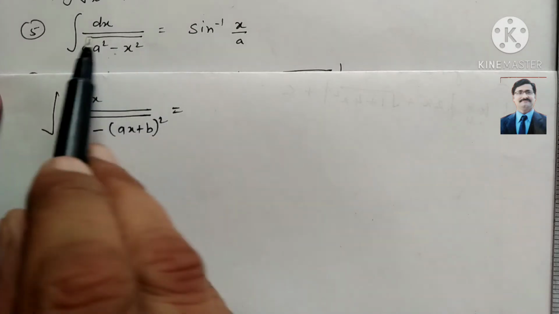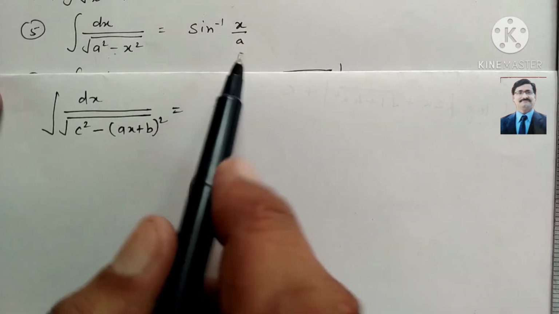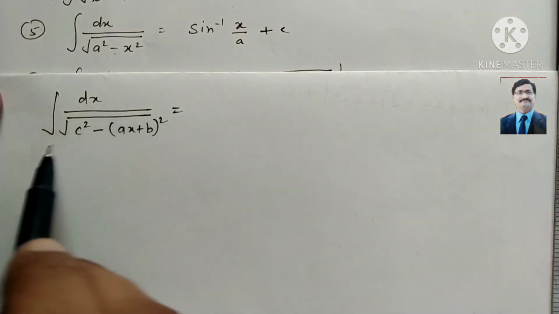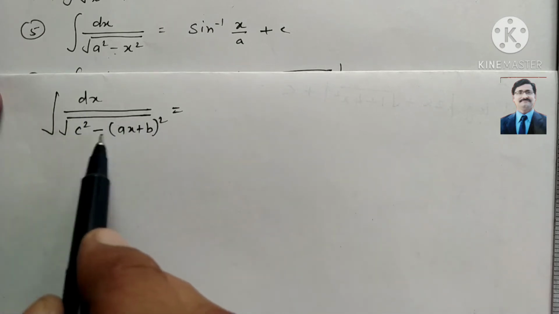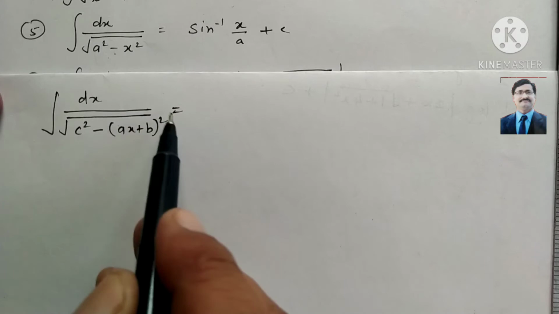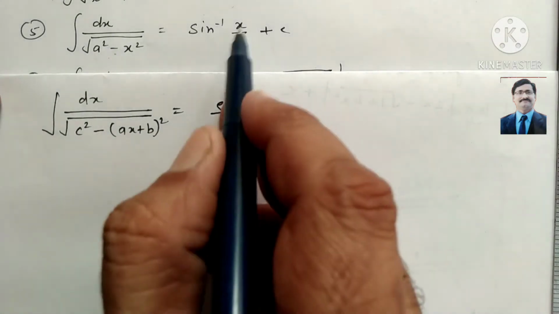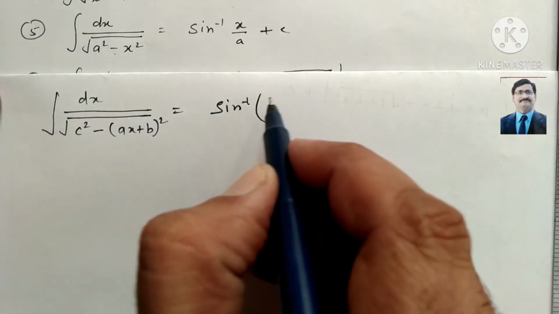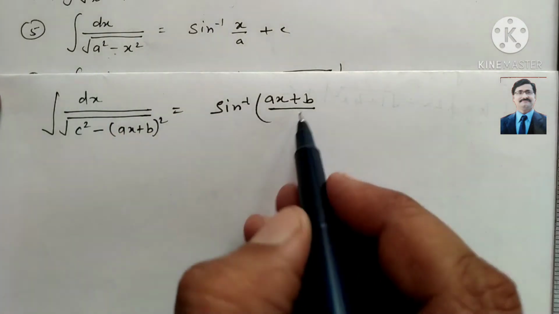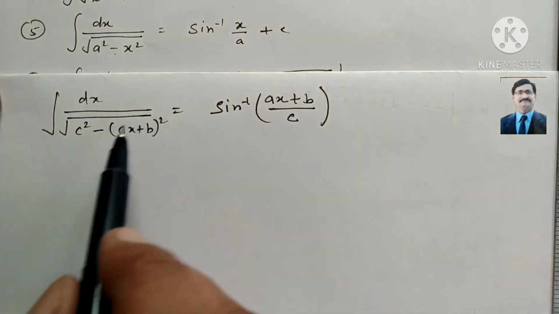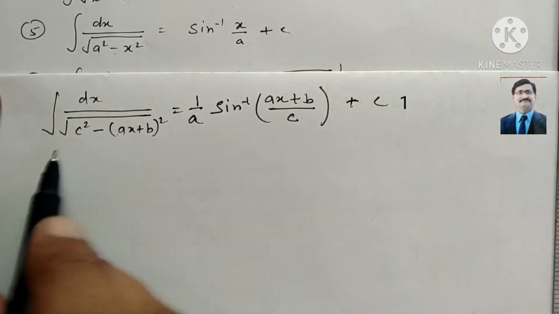Dx upon root a square minus x square is equal to sin inverse x by a plus c. So we use the same formula here for the integral of dx upon root of c square minus (ax plus b) whole square. We can write sin inverse, in place of x we have ax plus b, and in place of a we have c, so sin inverse of (ax plus b) by c. The coefficient of x is a, so we have to divide by a, plus c. All of you understand this?